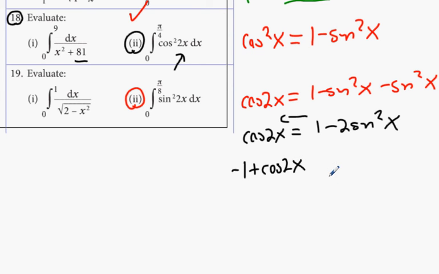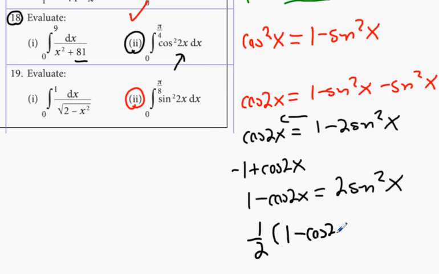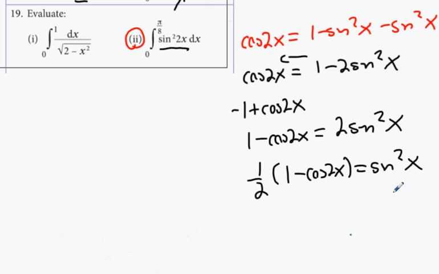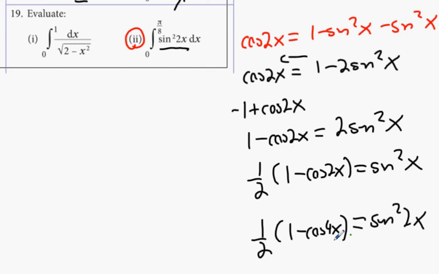Then I'm going to multiply both sides by minus 1. So I'm going to get 1 minus cos 2x equals 2 sine squared x. Going to divide the other side by a half. A half, 1 minus cos 2x equals sine squared x. Everybody cool with that? Now, I don't have sine squared x, I have sine squared 2x. So it's going to be a half, 1 minus cos 4x. Is that right?